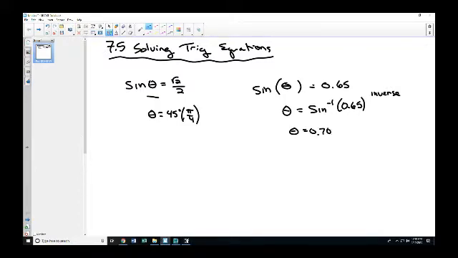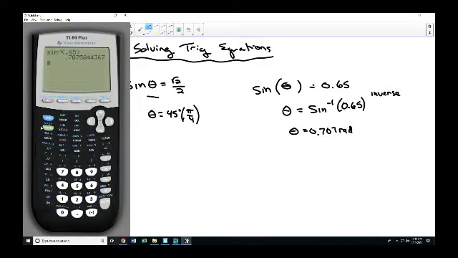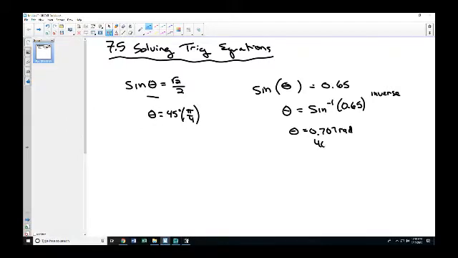Not used to seeing that in decimal format, are we? And we can also do it in degree mode. 40.54 degrees. Okay. So then there's a no calculator unit circle versus a calculator non-unit circle question at its most basic.